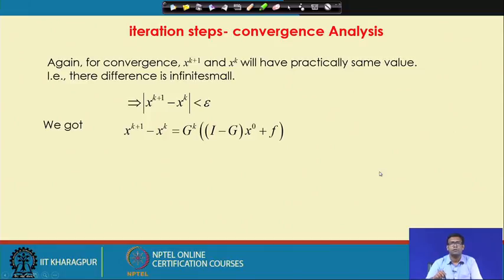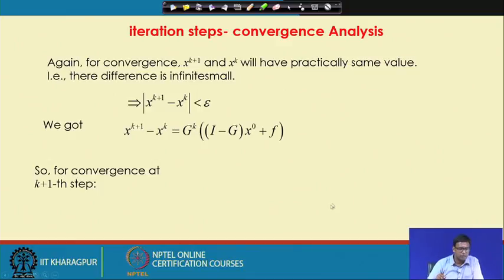We got x k plus 1 minus x k is G to the power k times (I minus G) x 0 plus f. For x 0, we can assume that I minus G is a non-singular matrix, which is a requirement for a Gauss-Seidel step. X 0 is an arbitrarily chosen vector, so x 0 can be anything. Whatever be the value of x 0, this value has to be less than a very small number epsilon.